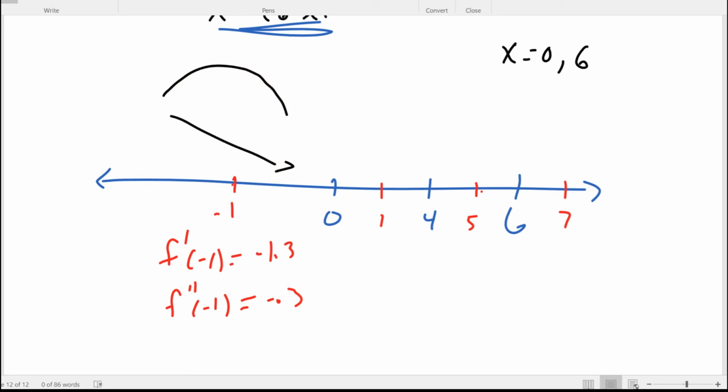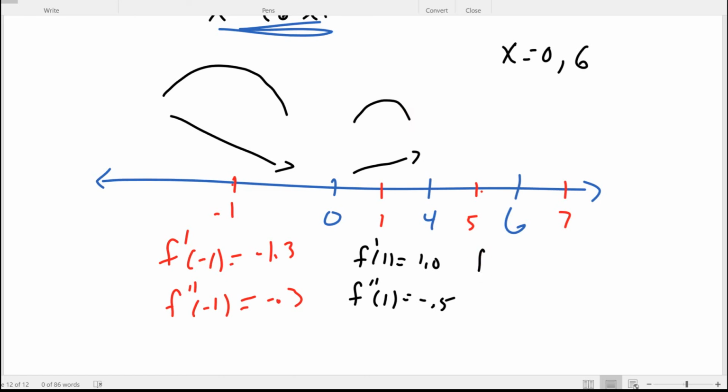Now from 0 to 4, my test point was 1, right? So when I test point 1, the first derivative, f prime of 1, is going to be 1.0 something. It's positive, that's all I care about. And my second derivative is -0.5. So it's increasing, but it's still concave down. Okay? And my next test point was at 5.